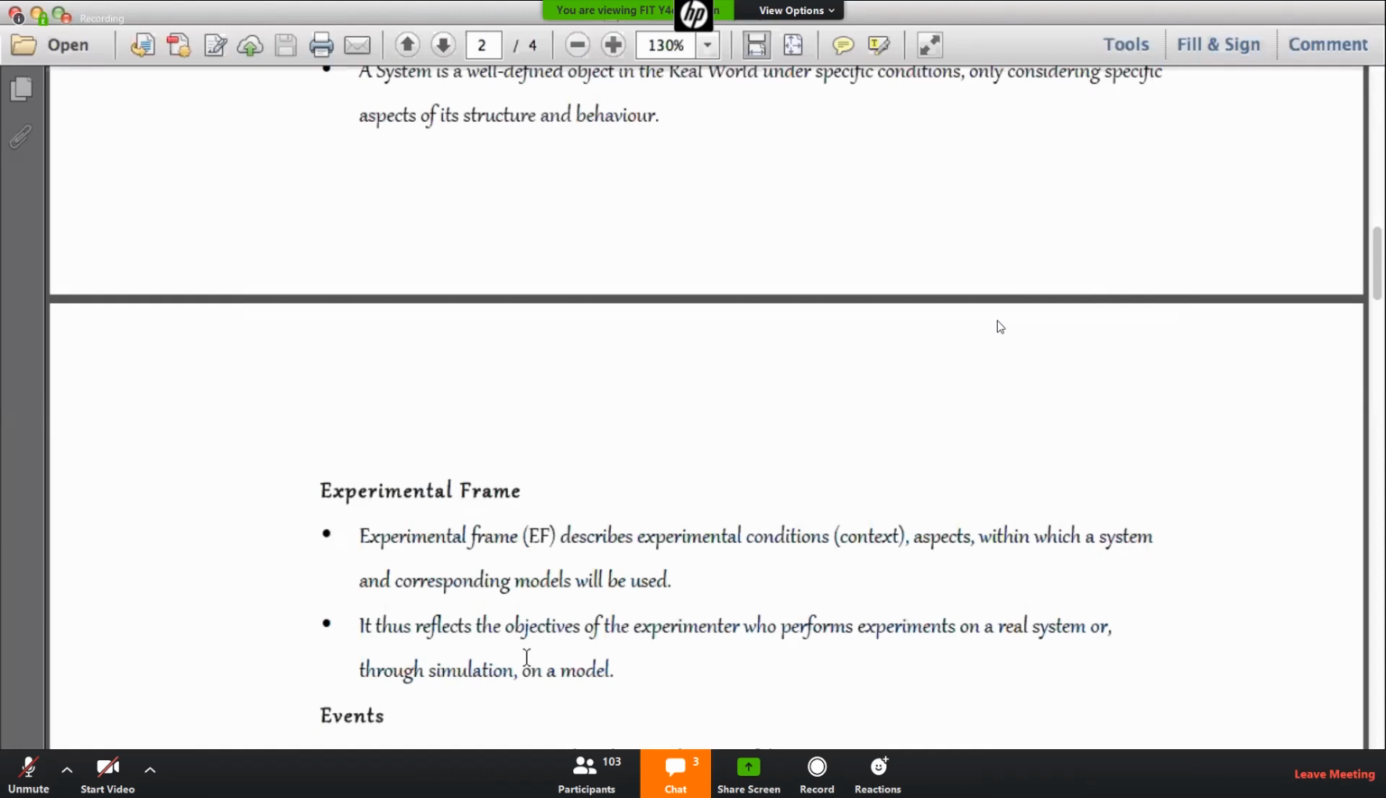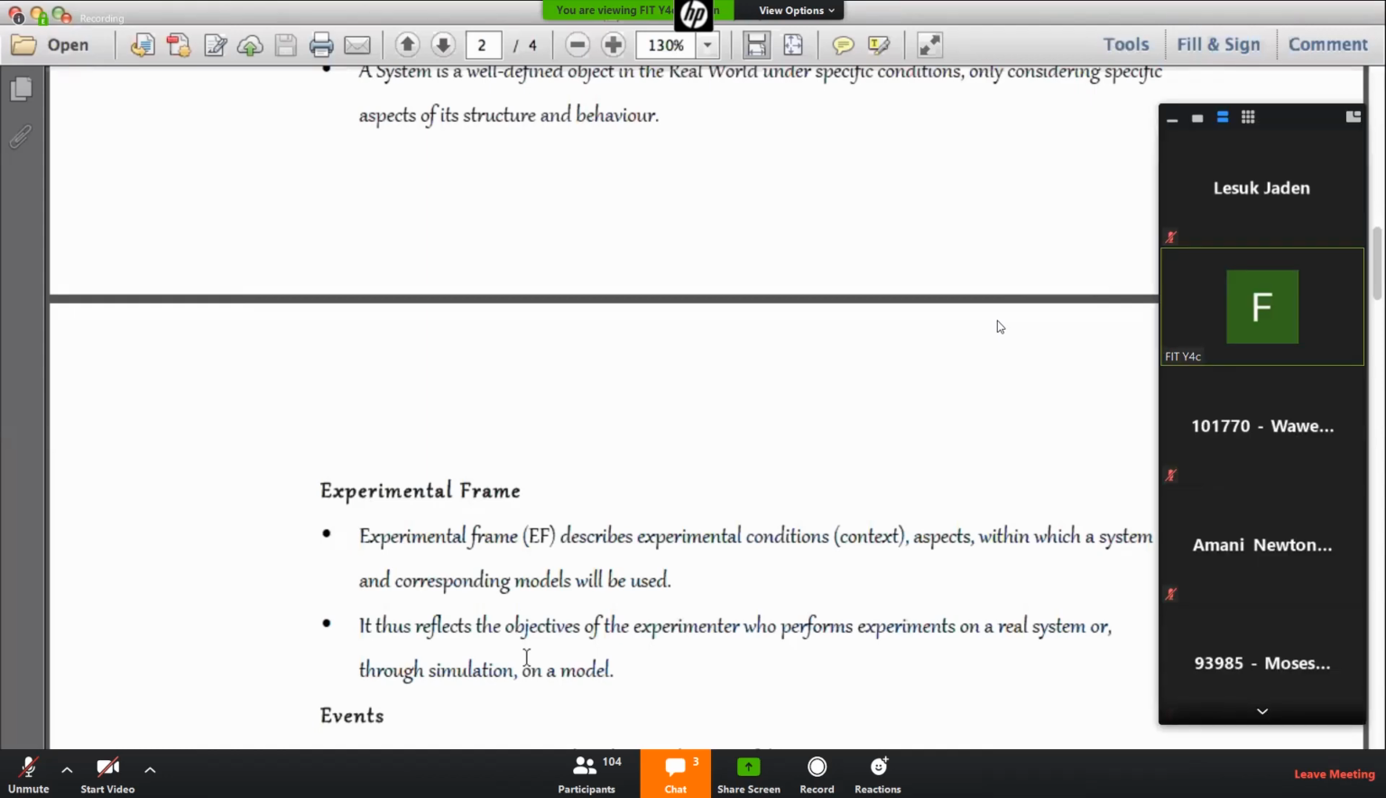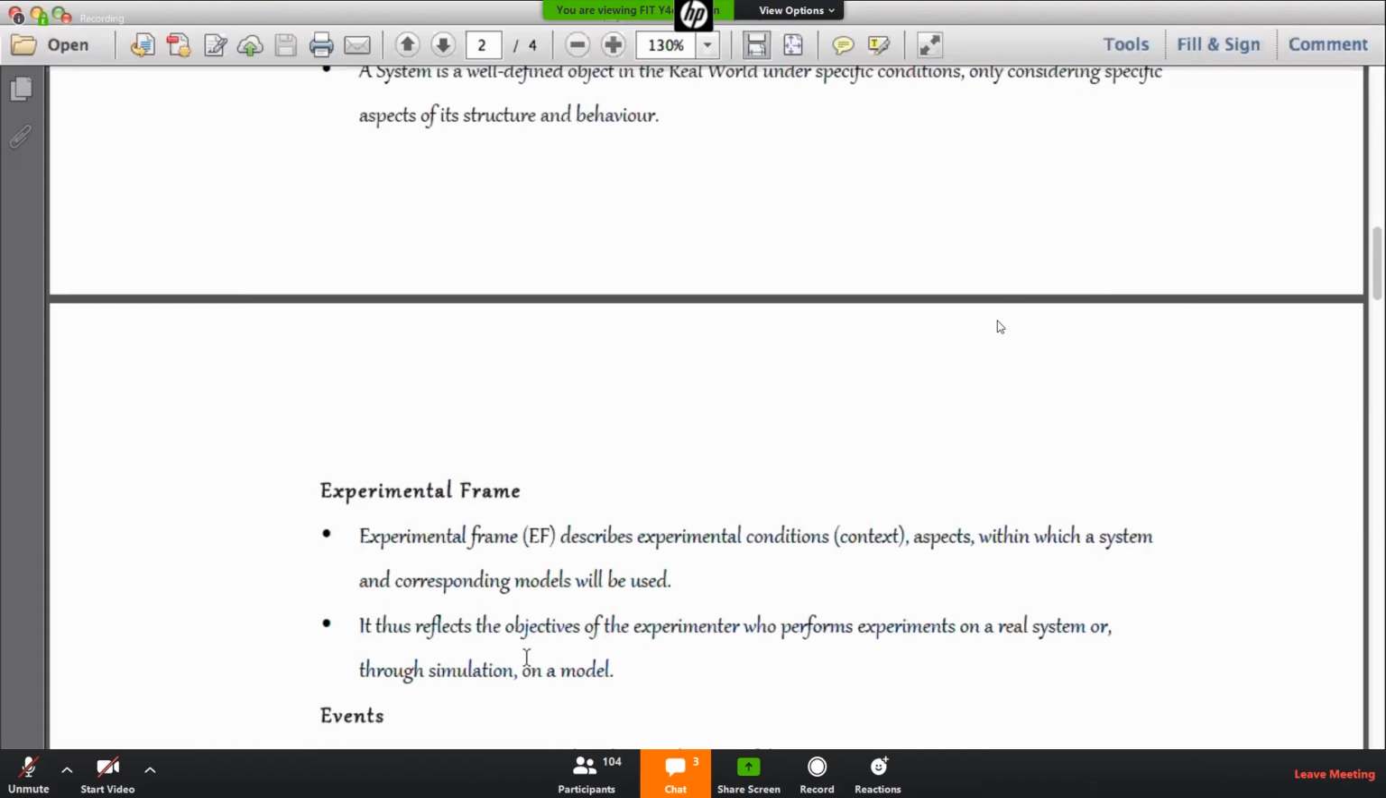Now, what is therefore experimental frame? With that understanding, I wanted to build your knowledge from there. Now, when we come to experimental frame, we are actually saying that your experiment will be fulfilled. Experimental frame describes experimental conditions. In other words, an environment where the conditions for you to conduct your study are met.